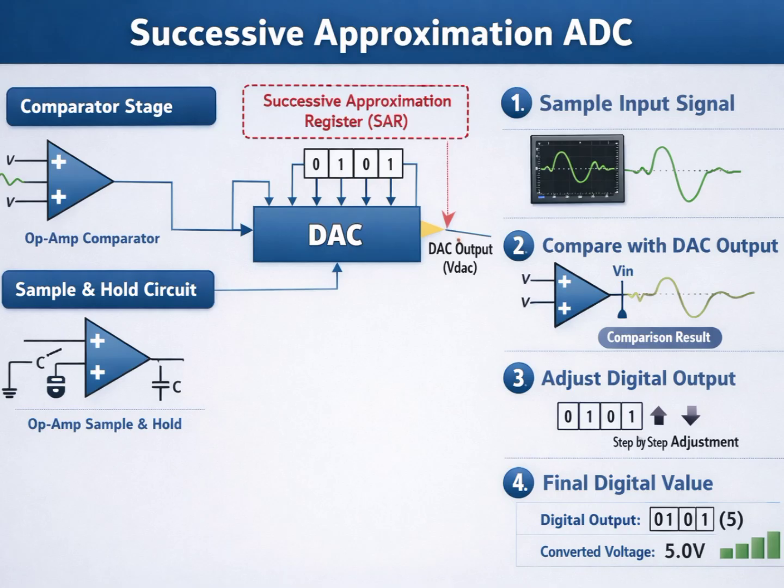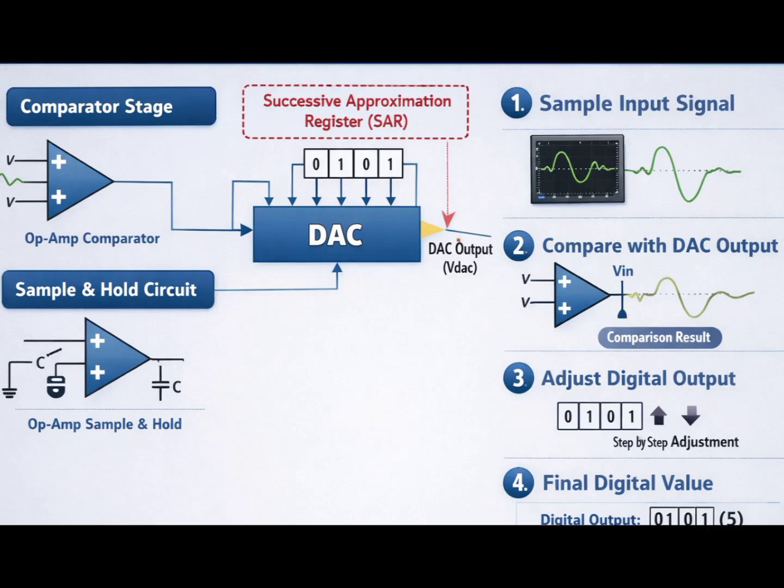Successive Approximation ADC. In Successive Approximation ADC, op-amp is used in comparator stage, sample and hold circuit. Working steps. First, input signal is sampled. Then it is compared with DAC output. Digital value is adjusted step by step. Finally, the correct digital value is generated. This method is slower than flash ADC but requires fewer components.